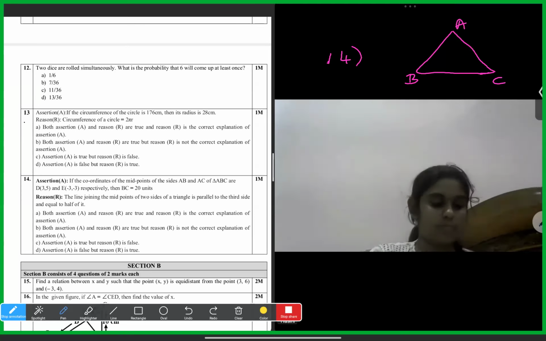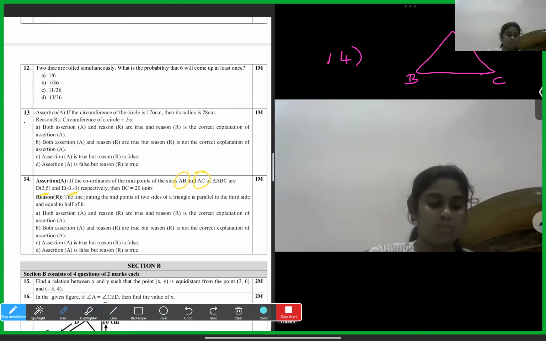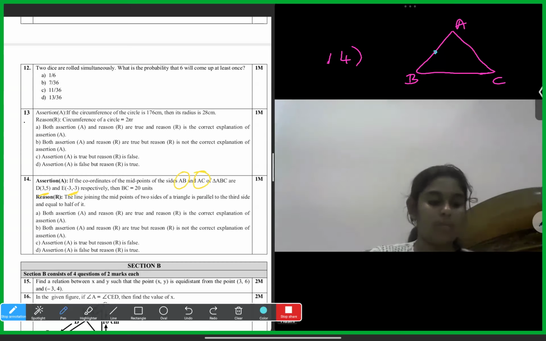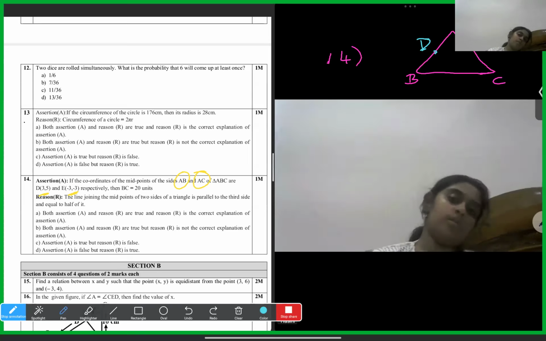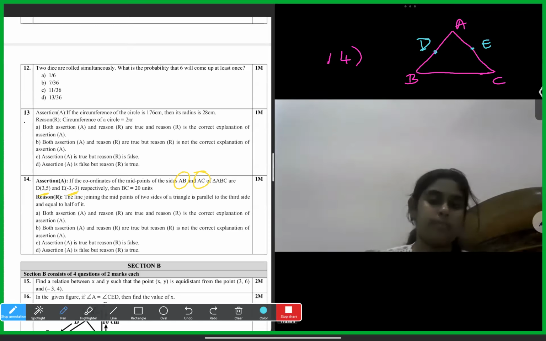Now, Hasni, A is given. They said D and E are midpoints of AB and AC respectively. Okay, I marked it. Now BC is given, Hasni, as 20.